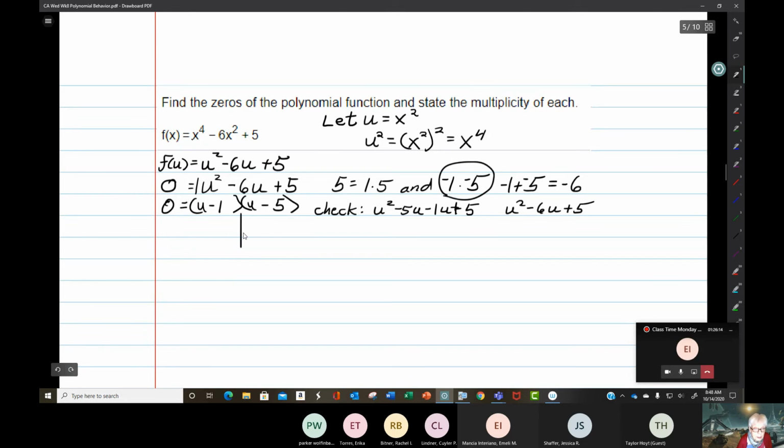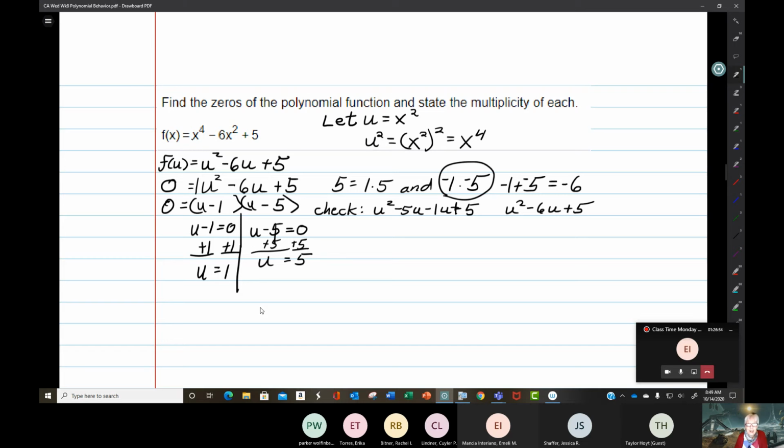Now I set each factor equal to 0 and solve for u. Which is a dangerous step because I'll think I'm done, and I'm not. I'm going to add 1 to both sides in order to isolate the u on the left. So u equals 1. And I'll add 5 to both sides to isolate the u on the left. Boom. u equals 5.